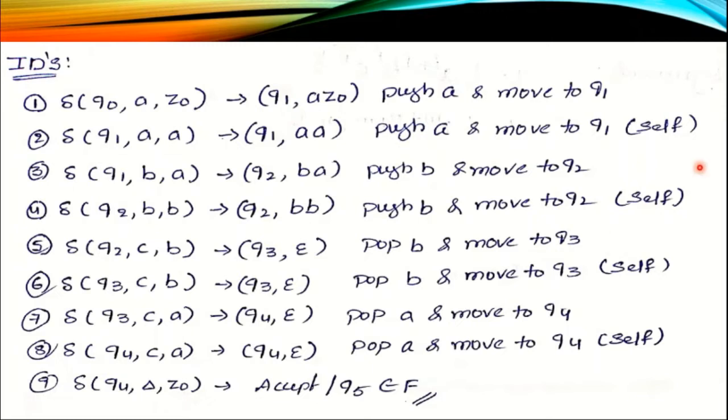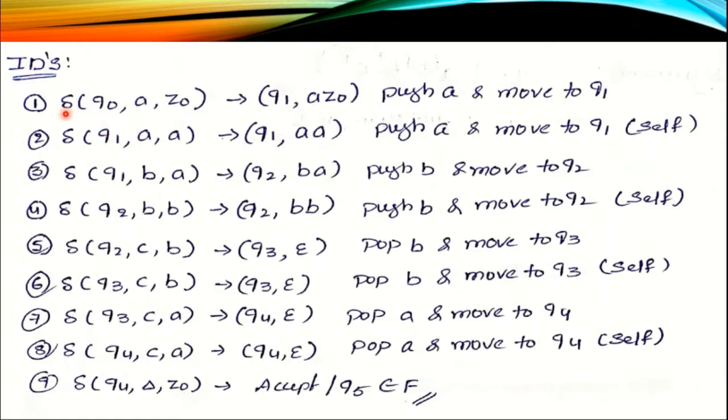Why are we changing the state after completion of a's and after completion of b's? Because once a is completed and b started, a is never allowed. In case we use the same state for the push operation of a's and b's, there is a problem. If the string is like a b b a, it would also be allowed to perform the push operation. That's why we change the state after completion of a's and after completion of b's.